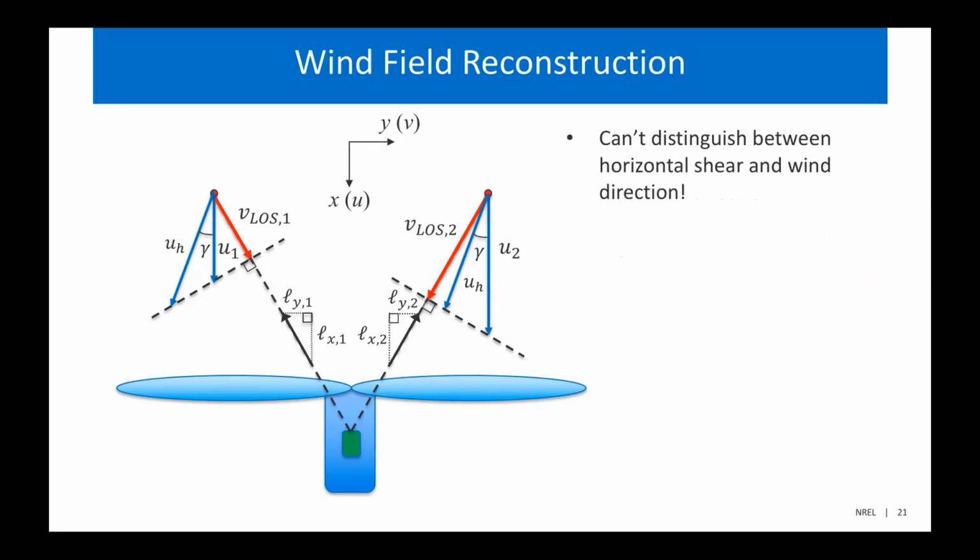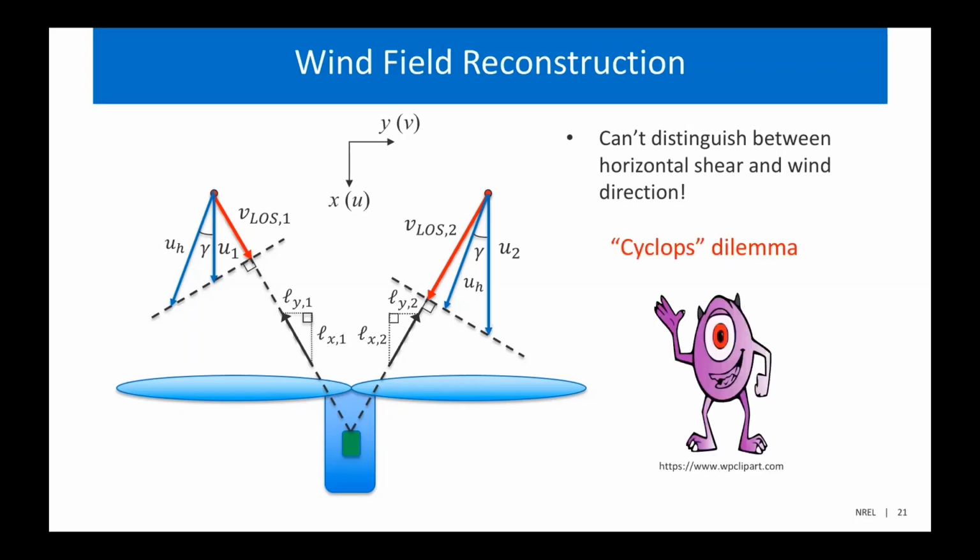So there's a problem here, which is that we actually cannot distinguish between these 2 wind field models. We can't tell if we have horizontal shear or if we have uniform wind speeds with wind direction, because there could be examples of these 2 types of wind fields that would produce the same line of sight velocities projected onto the beam directions. So this is what's sometimes called the Cyclops dilemma, where we only have one LiDAR or one eye, so we cannot see in 3D, and that means we have to combine our line of sight measurements with some assumptions, some model, to estimate our wind field parameters.